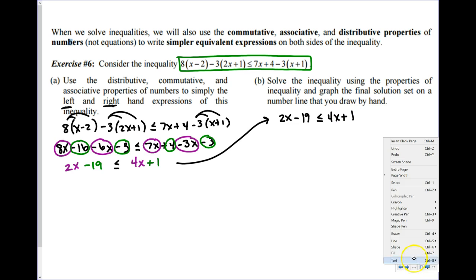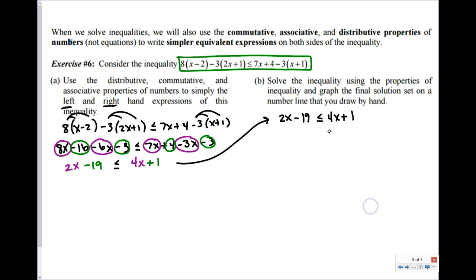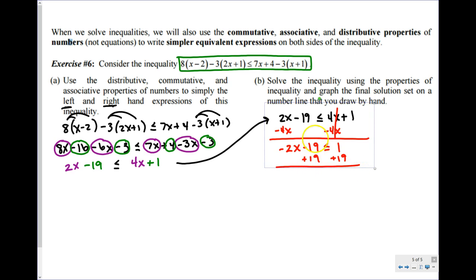Alright, now we're going to start to solve this. I'm going to use a different color. First step, I want to get x's on the left side. So I'm going to subtract 4x from both sides, because I like my x's on the left. These x's cancel out. 2x minus 4x is negative 2x. Bring down my negative 19, my less than or equal to sign, and the 1 that's left over. I'm going to add 19, just like I would in an equation. The 19's cancel out, and I'm left with negative 2x is less than or equal to 20.